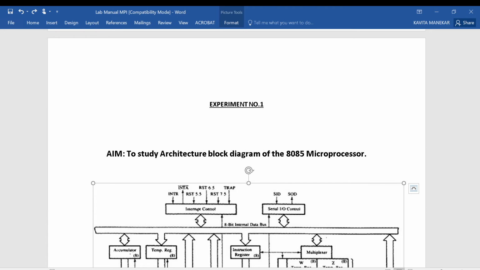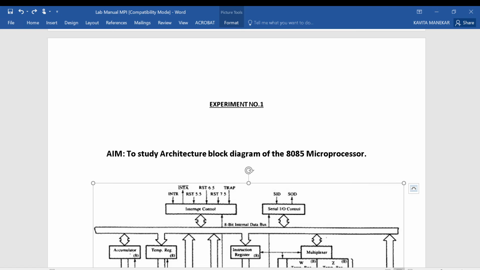The next interrupt pins are the reset pins, which are divided priority-wise into three parts: RST 5.5, RST 6.5, and RST 7.5. These are the RST interrupts. And TRAP is the fifth type of interrupt.